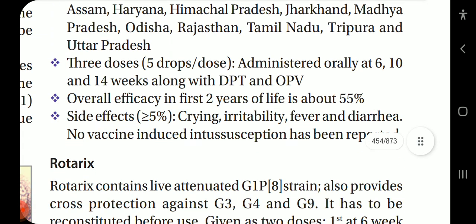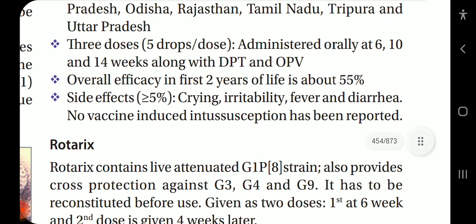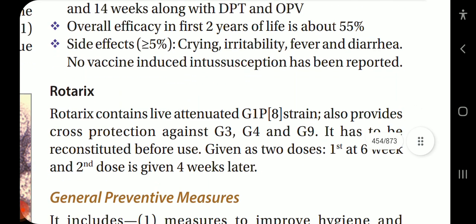Three doses, 5 drops per dose, are administered orally at 6, 10 and 14 weeks along with DPT and OPV. Overall efficacy in the first 2 years of life is about 55%. Side effects in 5% or more include crying, irritability, fever and diarrhea. No vaccine-induced intussusception has been reported.